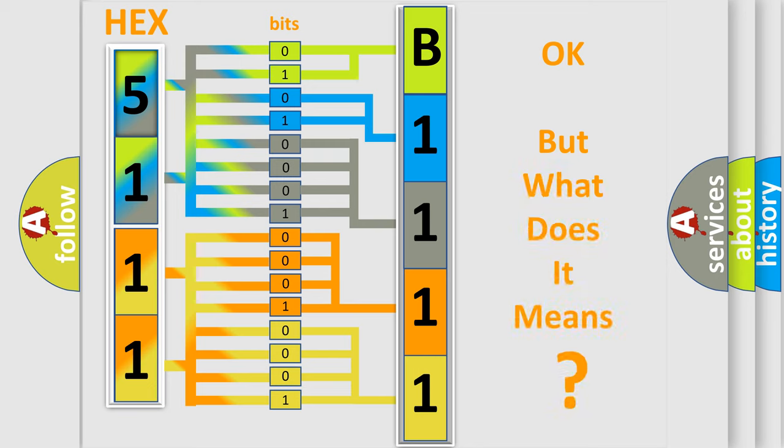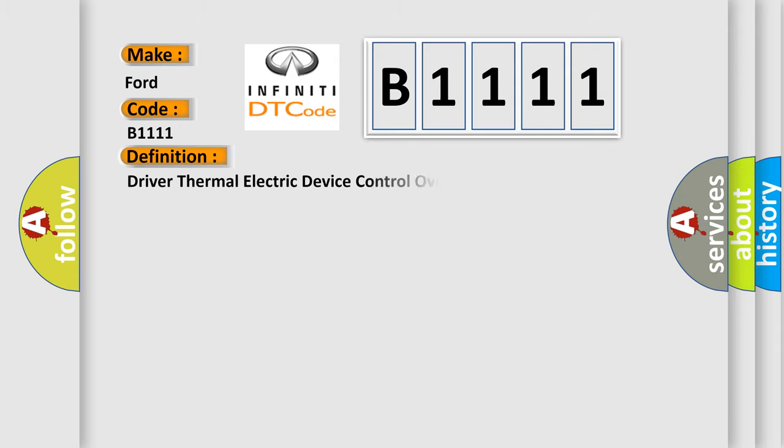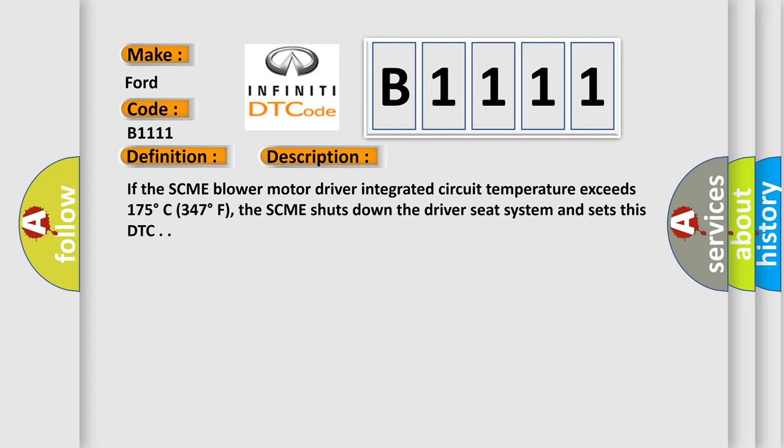The number itself does not make sense to us if we cannot assign information about what it actually expresses. So, what does the diagnostic trouble code B1111 interpret specifically for Infiniti car manufacturers? The basic definition is driver thermal electric device control overtemperature fault. And now this is a short description of this DTC code. If the SCME blower motor driver integrated circuit temperature exceeds 175 degrees Celsius, 347 degrees Fahrenheit, the SCME shuts down the driver seat system and sets this DTC.